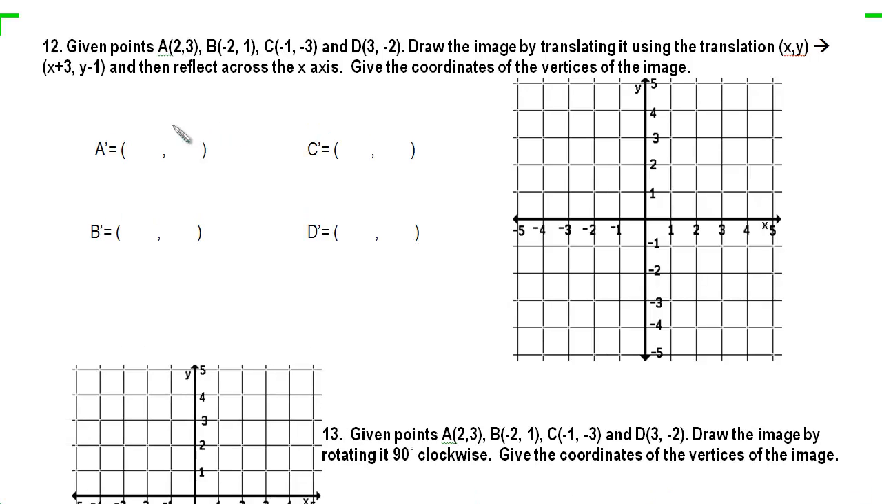So same thing here. I'm going to plot the points. A is at 2, 3. Let me go back to blue here. B is -2, 1. C is -1, -3. And 3, -2. So here's my quadrilateral.